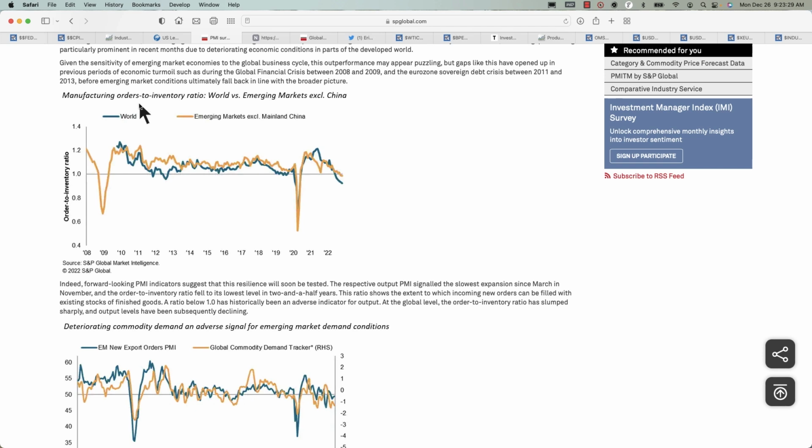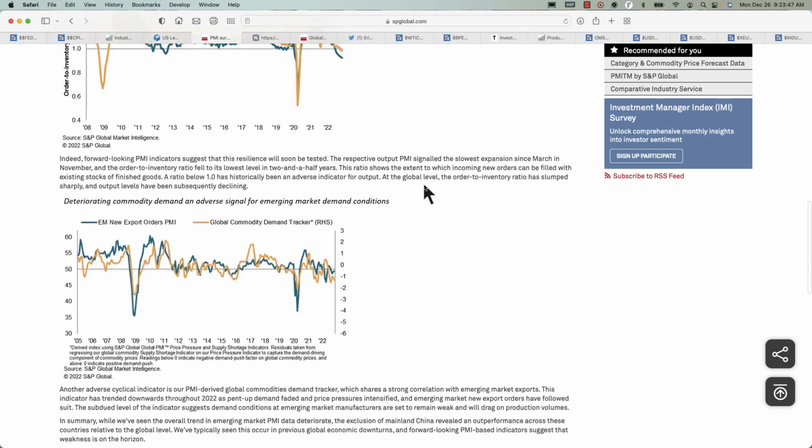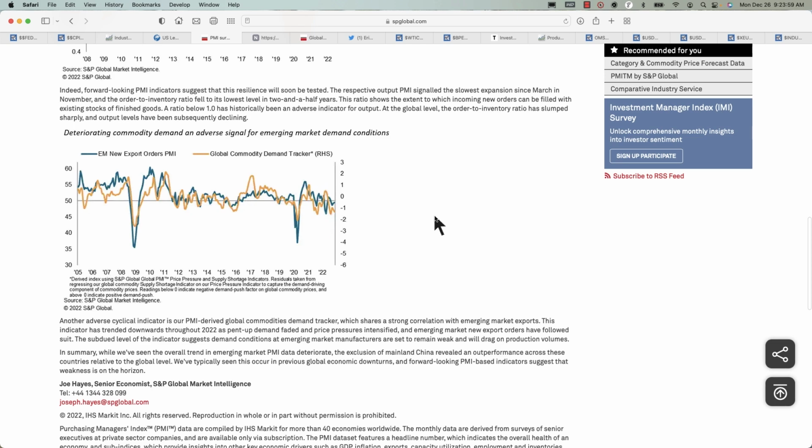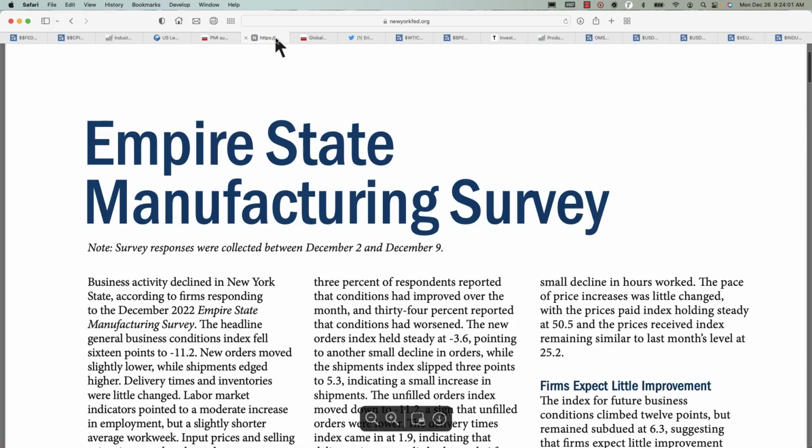When we look at the orders to inventory ratio, so again, if you have more orders than inventory, that's bullish. We don't have that right now. We have both the world and China falling below the 50% level, or the order to inventory ratio of 1. Looking at new export orders, both of these are negative, the global commodity demand tracker and export orders. So I don't have anything really positive on these three charts to tell us that things have started to improve.